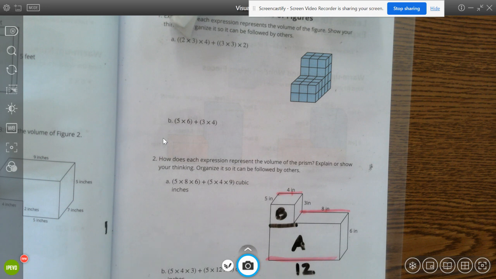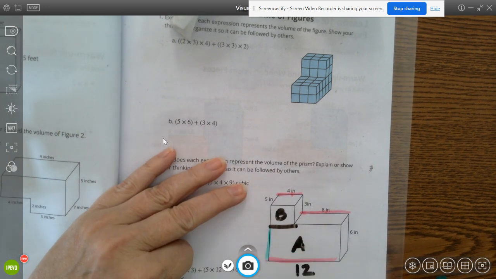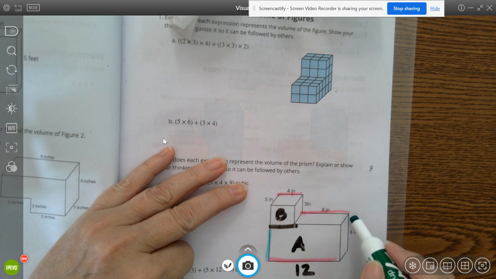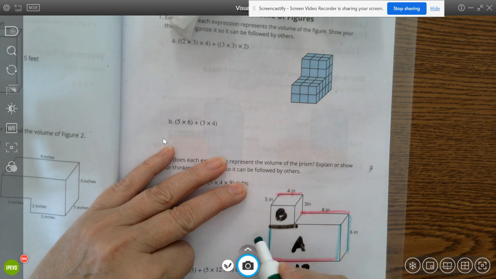Now I need to find this little section here. I can see over there and here, those are all up and down lines, and it tells me right here that that is 6. So I'm going to label that 6.